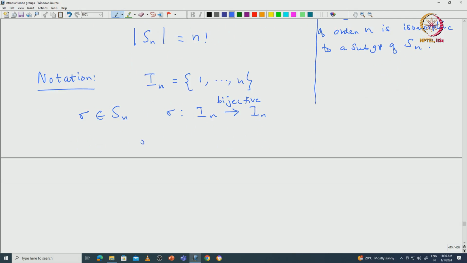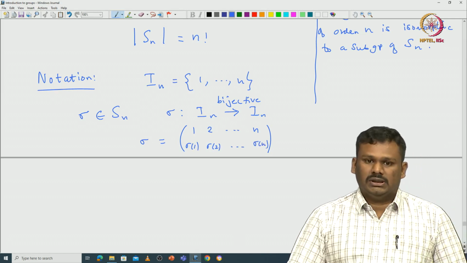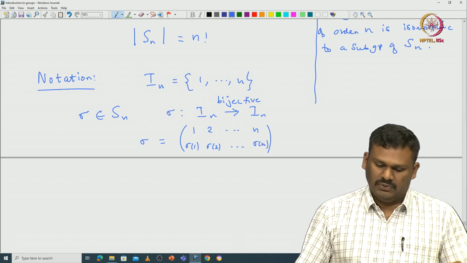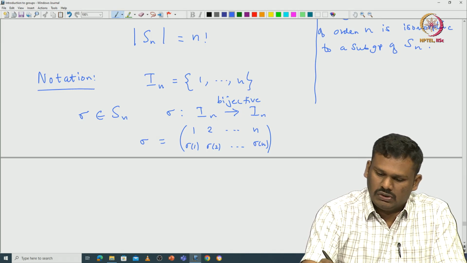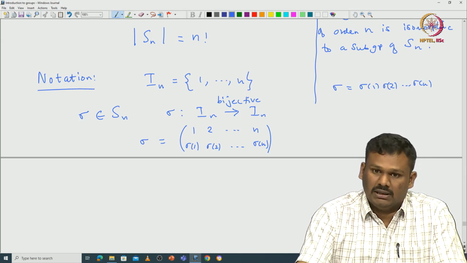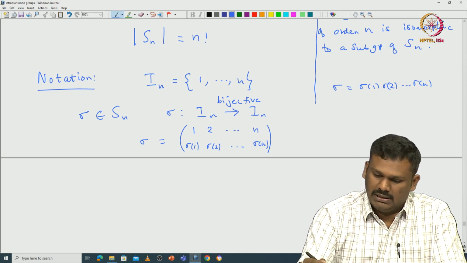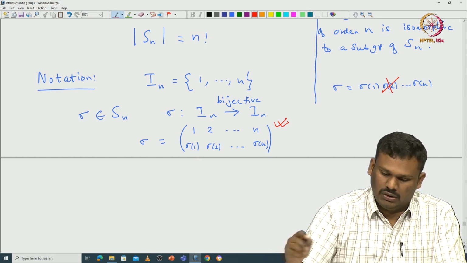We can use a shorthand notation to write down the same map as follows. You write the domain 1 to n on the top, and then you write the images sigma of 1, sigma of 2, and so on at the bottom. This is the shorthand notation that we were using before. We can also use one line notation, where we write sigma as sigma 1, sigma 2, up to sigma n. This is called one line notation or word notation, but we are not going to use it in this lecture. We will stick with the previous notation.